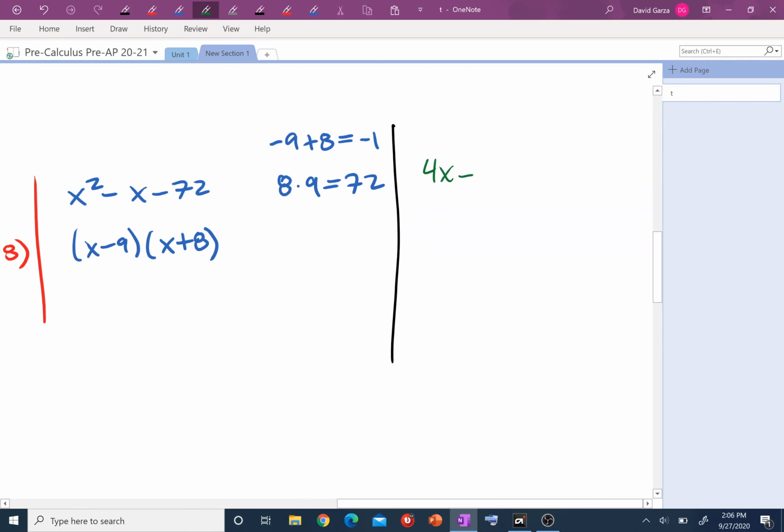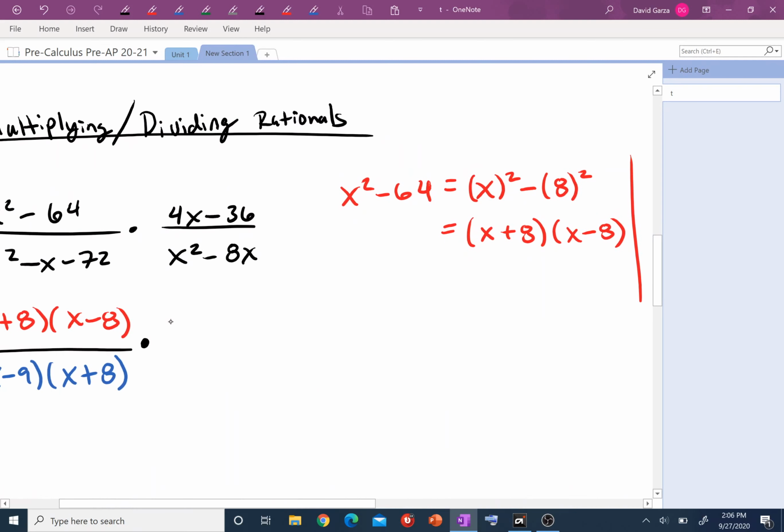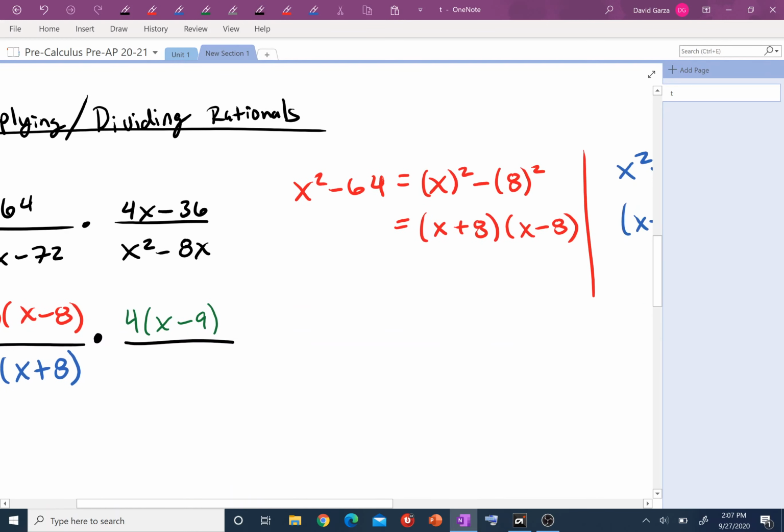4x minus 36. So here, what do these have in common? Well, I know that 4 times 9 gives me 36, so let's try that out. 4 times what gives me x? Well, 4 times x. 4 times what gives me 36? That's going to be 9, but since there's a minus sign, we have to keep that minus sign there. All right, and I think that's it. We can't factor it out any further, so we're just going to write it down like that. Times 4x minus 9. Let's put the division sign down here, the fraction.